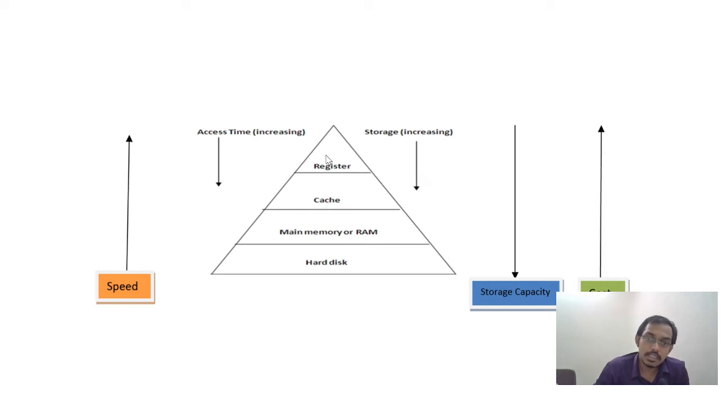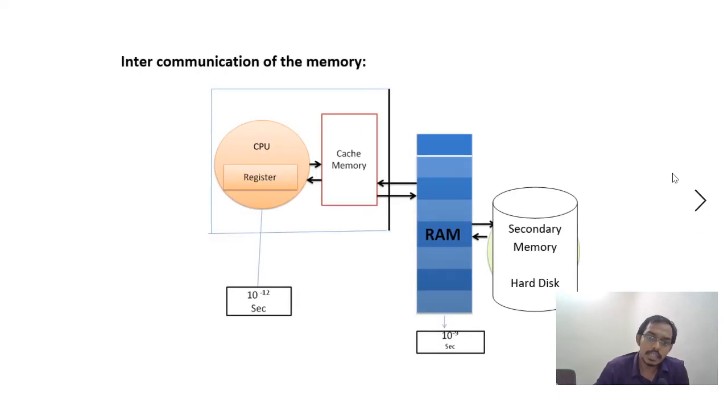And from the register, the CPU takes the data and processes it. So register data speed is equivalent to the CPU system processor. In this slide, we will discuss how we can communicate between this data.